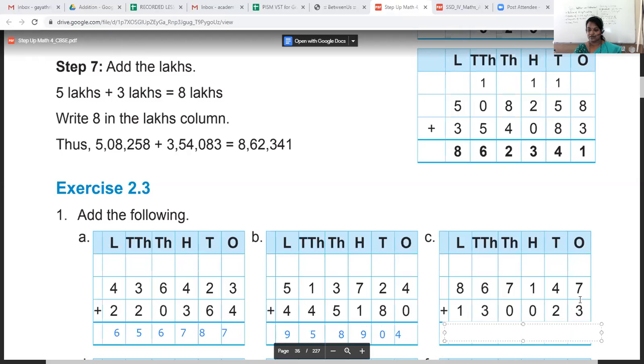Similarly, for the next one, 7 plus 3 is 10. 1 is carried. We have the next 4 plus 2, which results to 6. 1 plus 0 is 1. 7 plus 0 is 7. 6 plus 3 is 9. 8 plus 1 is 9. So answer is 9,97,160. In this way, we have learned how to add 5 and 6 digit numbers.